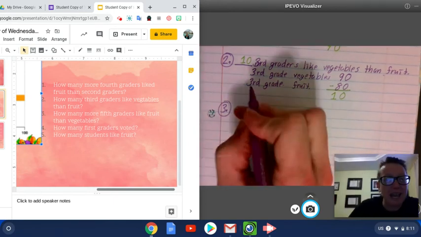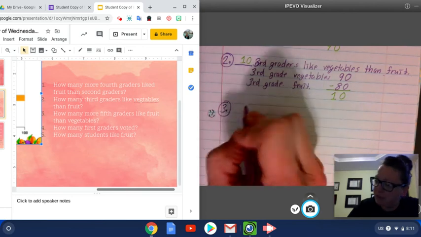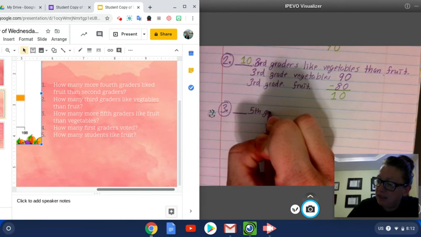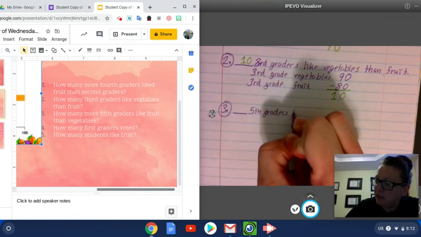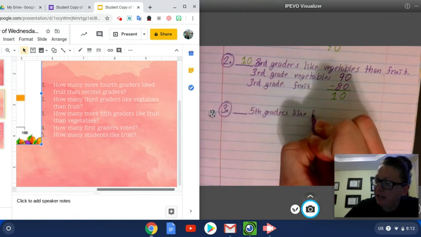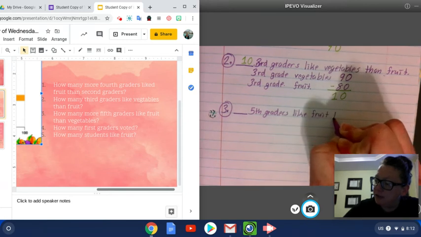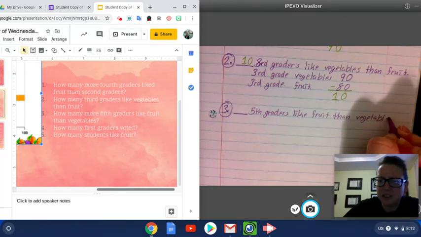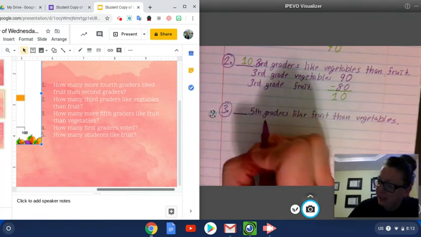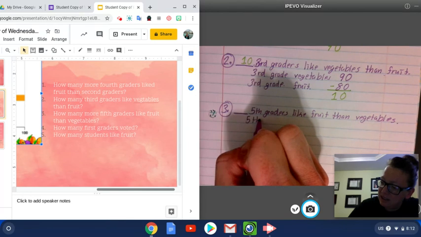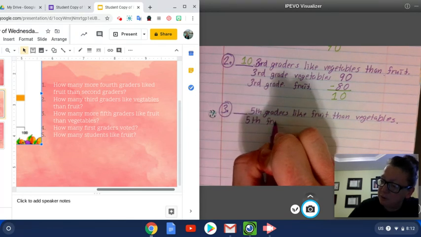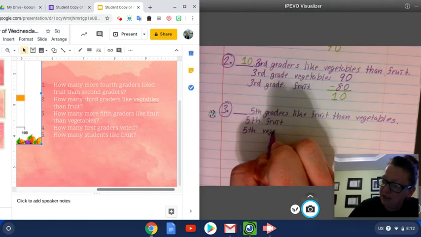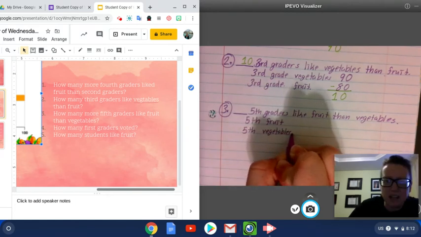And I'm looking at fifth graders that like fruit than vegetables. So blank fifth graders like fruit than vegetables. Then I just need to look and see the fifth grade that likes fruit, because I know that there's going to be more than them, and the fifth graders that like vegetables.